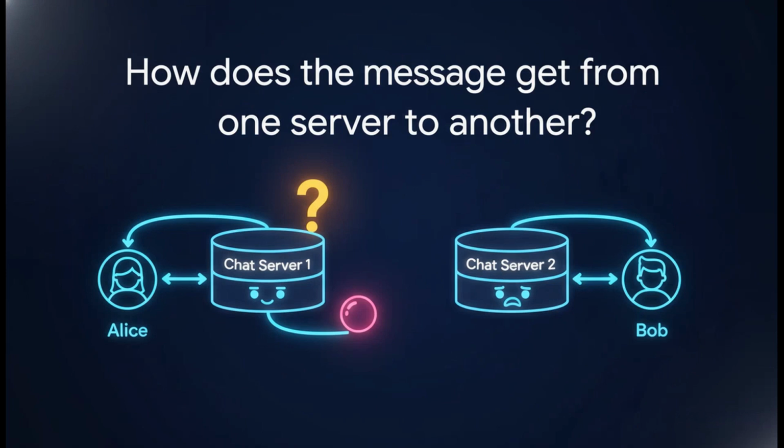Okay, so Alice is connected to chat server 1. Her friend Bob is connected to chat server 2. How on earth does a message from Alice get to Bob? Server 1 has no idea where Bob is. To solve this, as we learned on day 12, we need a central post office, a message queue.